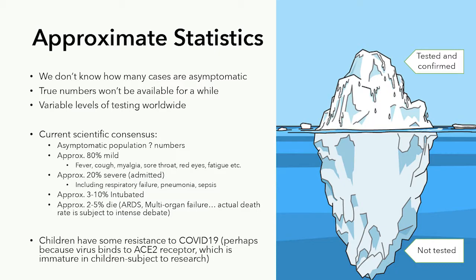Only about 3 to 10% of patients do get intubated, of which about 2 to 5% of patients will die of causes related to ARDS or multi-organ failure. Now, one can debate that many of these patients may not be alive after 6 months in any case, irrespective of whether or not they had coronavirus disease, but that's a different debate. There is some good news in this doom and gloom, which is that children seem to have some kind of resistance to the disease, and there are some scientific explanations being explored around.